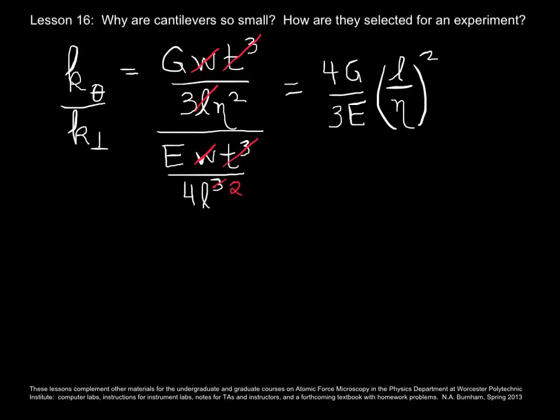Okay, so that means if you were looking for a cantilever that was stiff torsionally and compliant normally, you would want one that is long and yet has a short tip. And then you can do similar kinds of calculations for other experiments that you're considering.